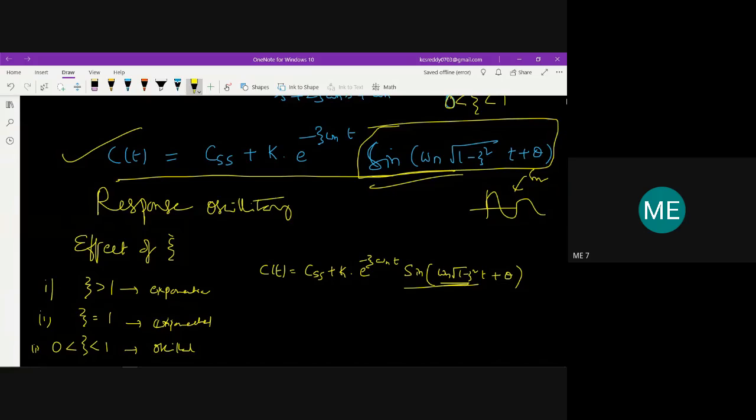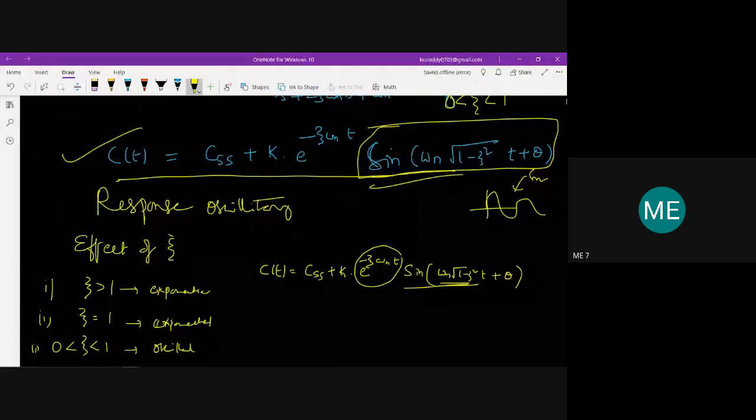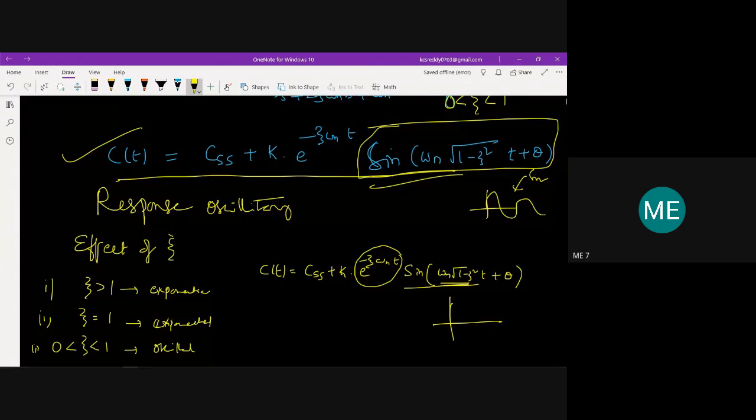Why is there a reduction in the amplitude? Because of this negative exponential term, there is a reduction in the amplitude. So that is the curve. For example, the curve moves like this, and this oscillating behavior keeps reducing its amplitude.